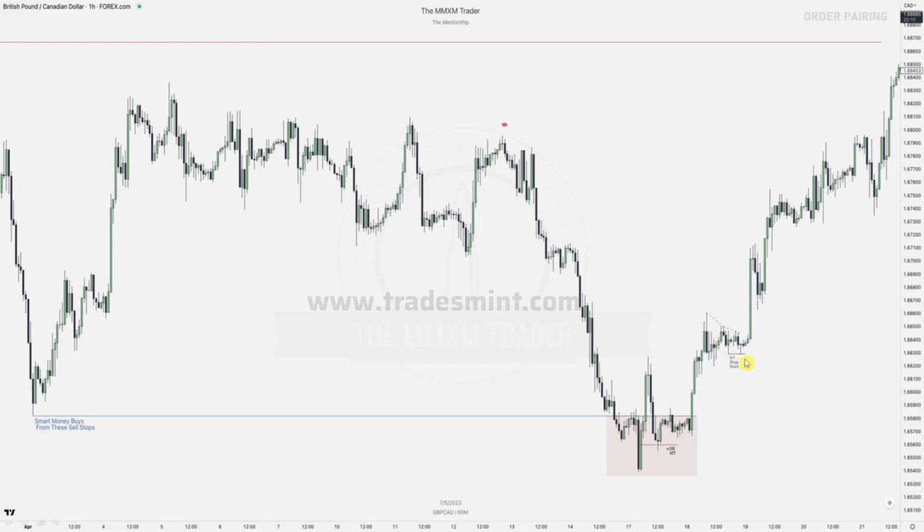These engineered highs up here. We can see a little stop hunt down here or a turtle soup on the 1 hour time frame, perfect to go into this external range liquidity.